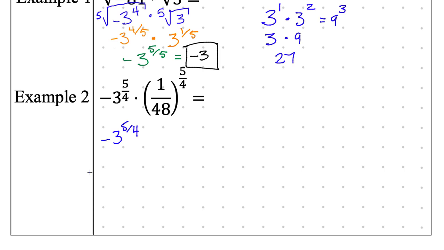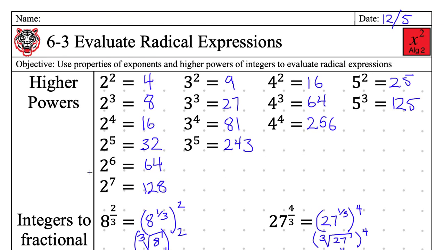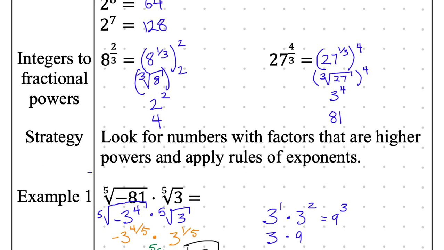I look at 48 and I say, okay, well, where's 48? I come back up to my table that we've drawn up here, and I say, where's that number 48? I don't see it. If I don't see it, then I'm using this hint that I gave you, this strategy. Look for numbers with factors that are higher powers.